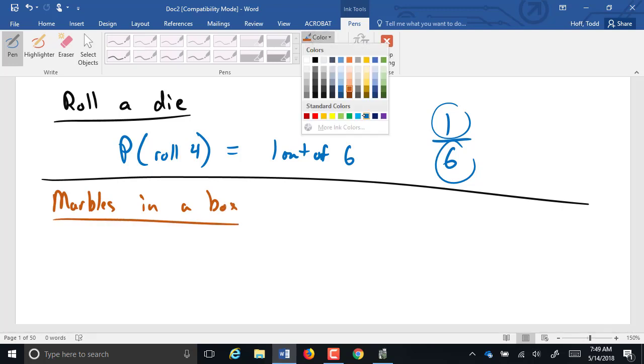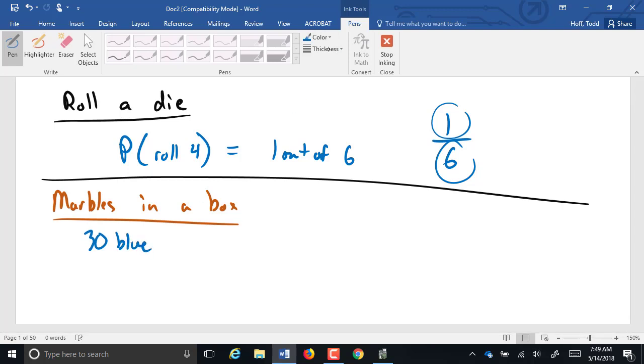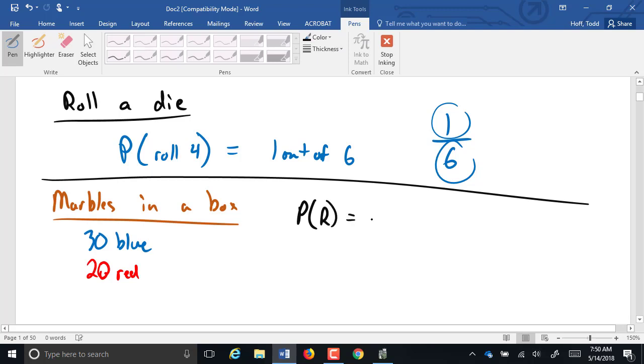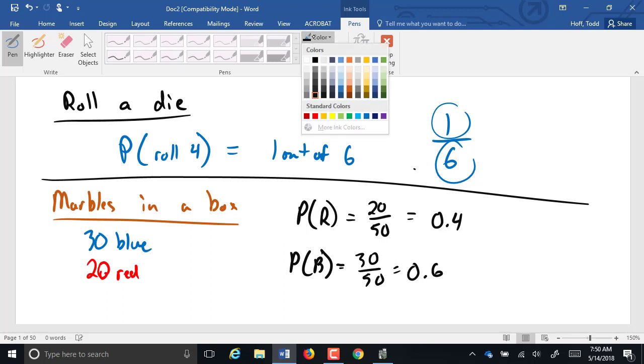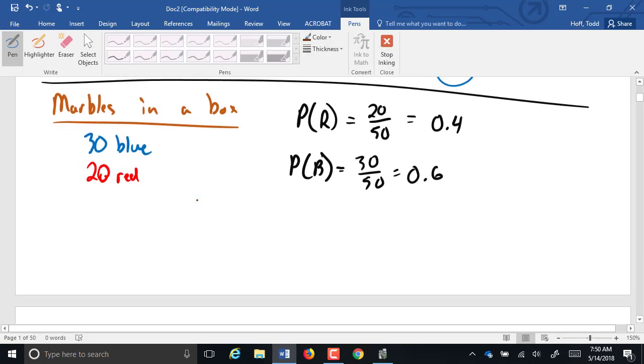Let's say we're going to put some marbles in a box. I'm going to put in 30 blue, 20 red. What is the probability of reaching into the box and grabbing out a red marble? 20 out of 50, or 0.4. What is the probability of reaching into that box and grabbing out a blue marble? 30 out of 50, or 0.6. Now, what is the probability of reaching into that box, grabbing a red marble, and then another red marble? Well, the answer is there's not enough information.